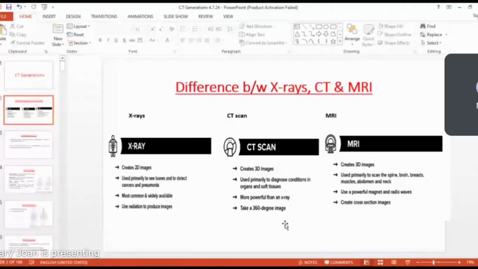So it is a stack of X-rays stacked together, where we have length and breadth information, or X and Y axis information, in the X-rays. We have the Z axis information from the CT scan. And CT is more powerful than X-ray. What do you understand by that? In which way is it more powerful?